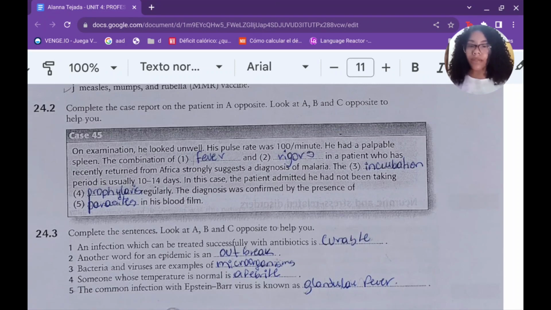The combination of fever and rigors in a patient who has recently returned from Africa strongly suggests a diagnosis of malaria. The incubation period is usually 10 to 14 days. In this case, the patient admitted he had not been taking prophylaxis regularly. The diagnosis was confirmed by the presence of parasites in his blood film.